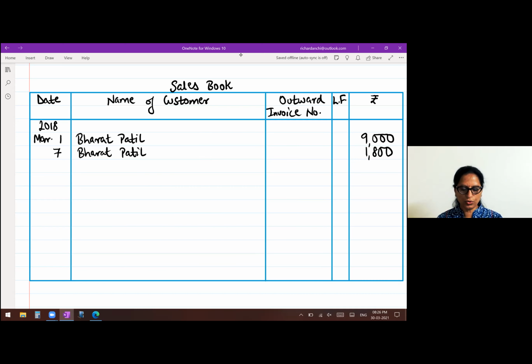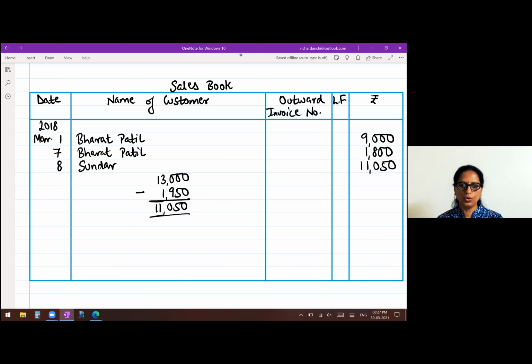8. Sold to Sundar goods of rupees 13,000 less 15% trade discount. So again in the sales book on the 8th, 13,000 is, name is Sundar. It's 13,000. 15% of that, which is 1,950. Deduct, it comes 11,050. Deduct and write the amount.